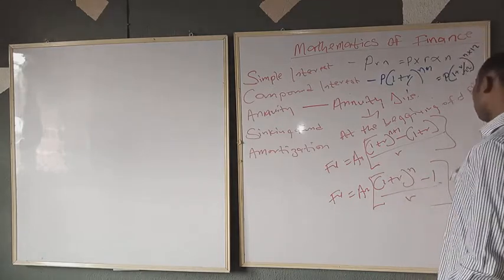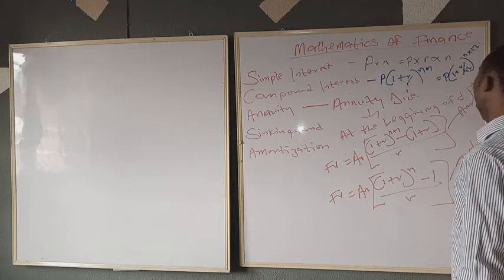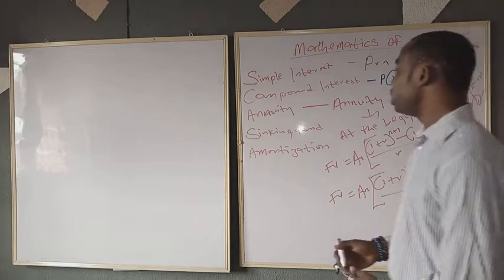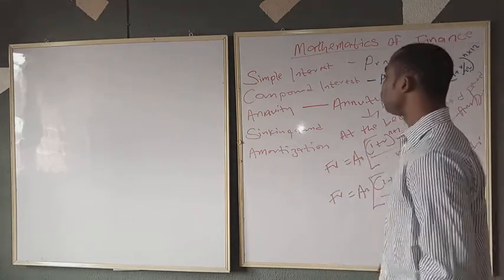So this is the formula for ordinary annuity, and this is the formula for annuity due. So those are the formulas for the two. Now I'm going to the sinking fund.